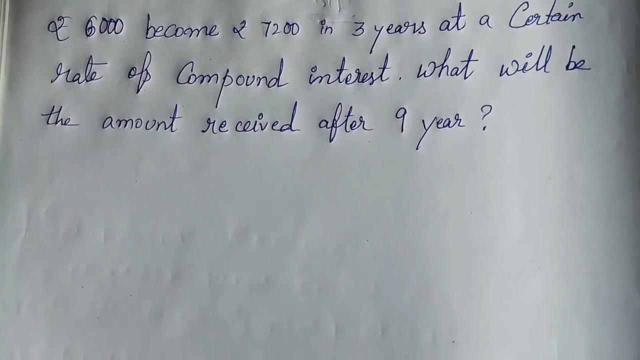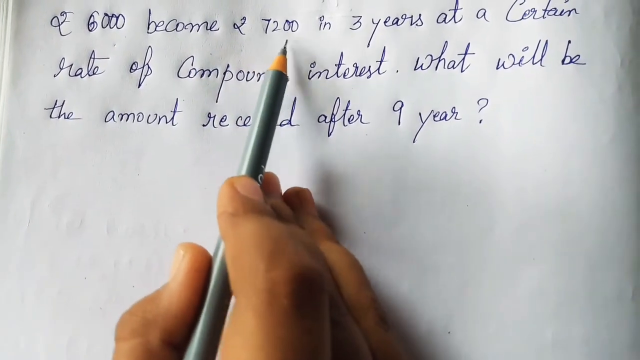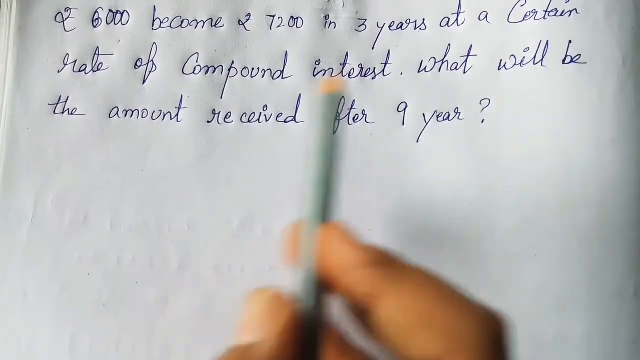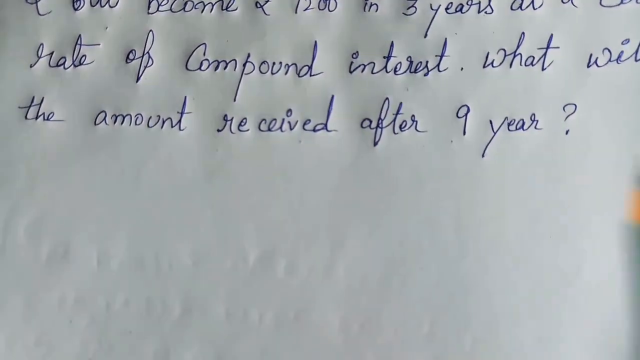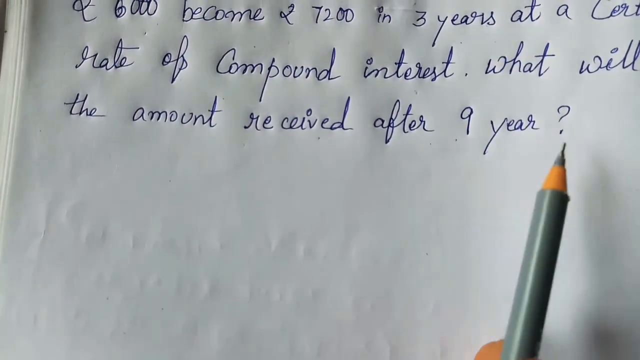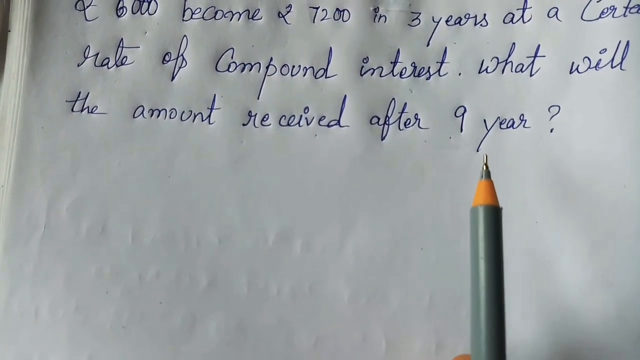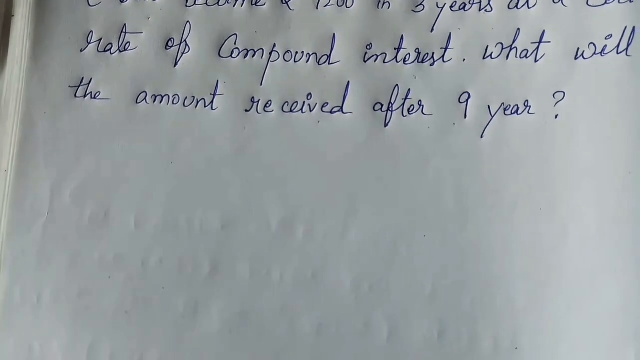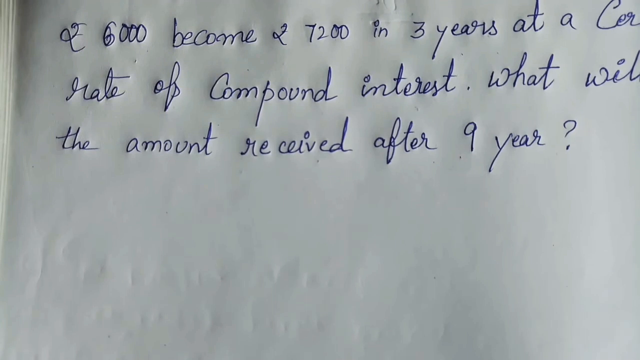So this is your challenge. I am reading the question here. Rupees 6,000 become rupees 7200 in 3 years at a certain rate of compound interest. What will be the amount received after 9 years? Both are the same math, just here it is 9 years and in the previous math it was 12 years. So this is your challenge math. So solve now.